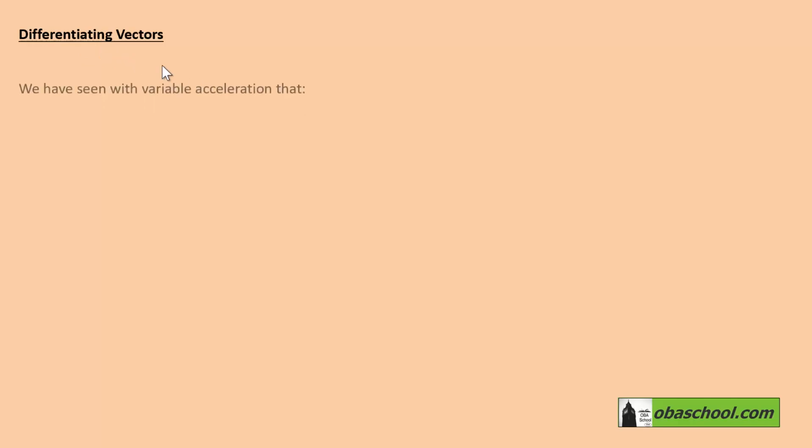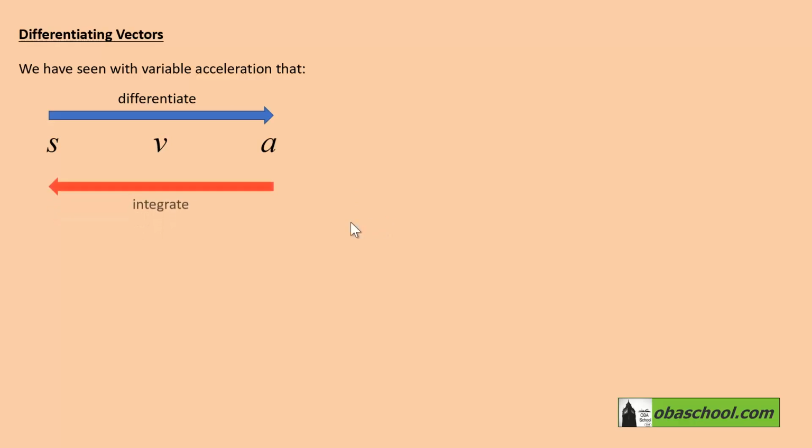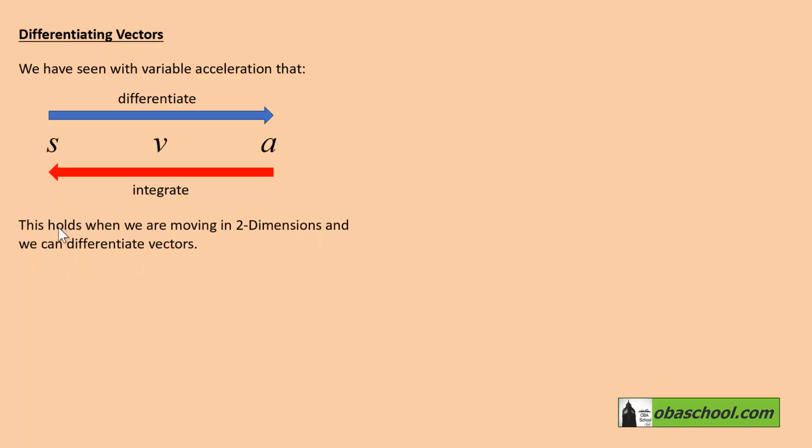Differentiating vectors. We have seen with variable acceleration that displacement, velocity, acceleration, to go in this direction we differentiate, and to go in this direction we integrate. This holds when we are moving in 2 dimensions, and indeed later on when we're moving in 3 dimensions. And we can differentiate vectors. This is done by differentiating components.